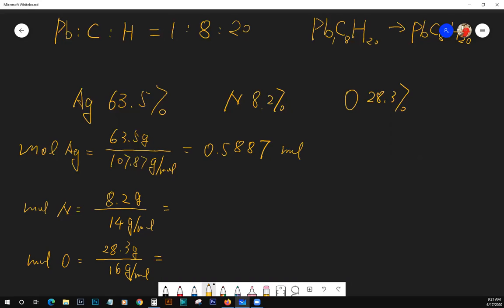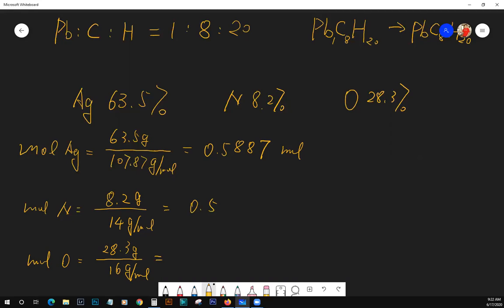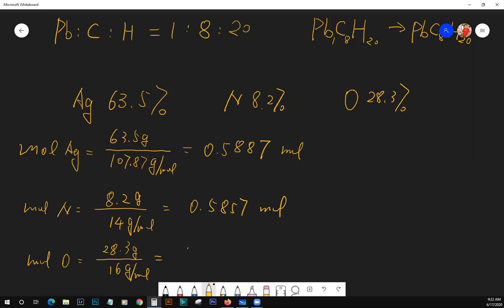Nitrogen is going to be 8.2 divided by 14, that's 0.5857 mole. Oxygen is 28.3 divided by 16, that's 1.7688 mole. Now you see which one is the smallest. So nitrogen here is the smallest, so everything is divided by the nitrogen.